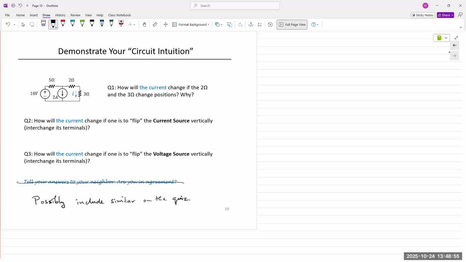We saw an example of this just a few minutes ago when we did the LTspice. We saw how we can flip the voltage source and we can see what happened, right? And so that's something to think of.